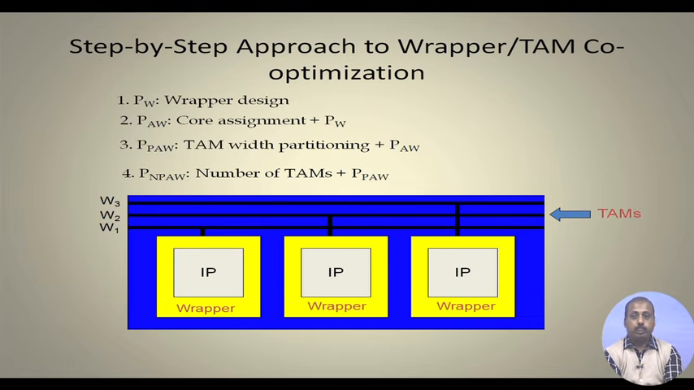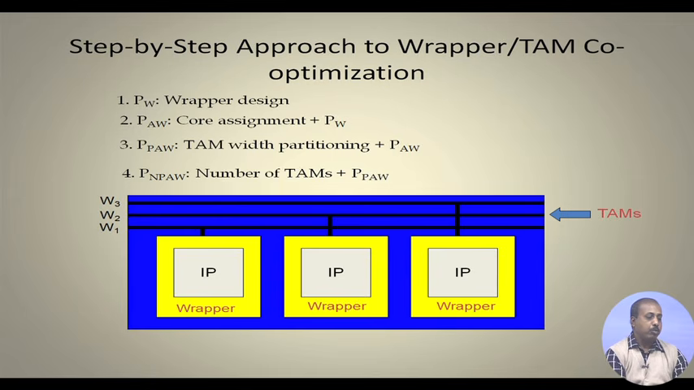So, the overall objective is to minimize test time. This PAW problem solves the wrapper design problem plus the core assignment problem together in an integrated fashion, so it is expected to have better results than the PW based problem formulation. Then the third problem formulation is known as TAM width partitioning plus core assignment plus wrapper design.